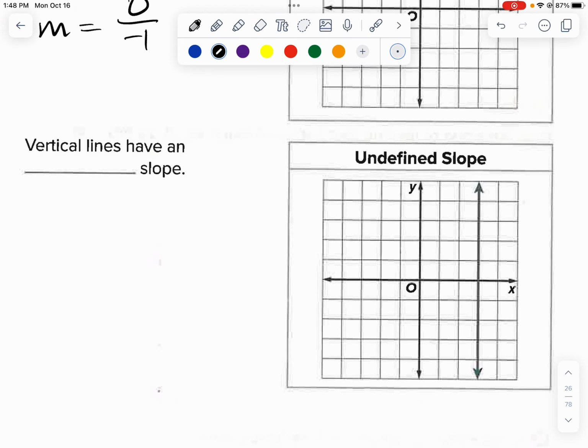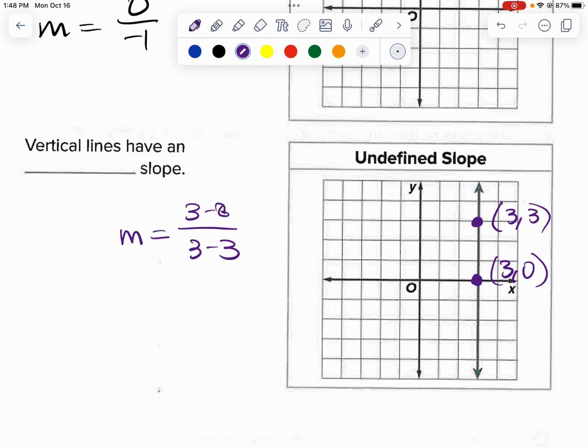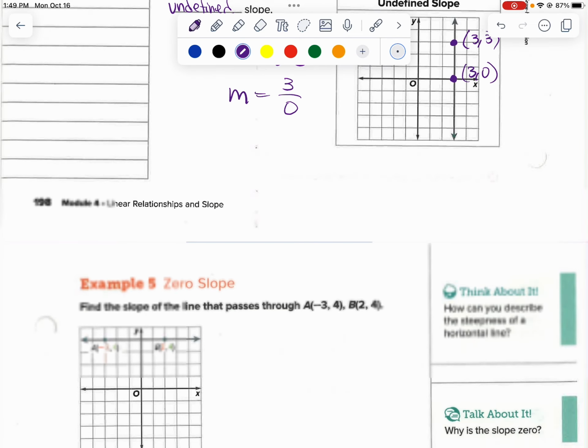Here, I'm going to pick 2 points. So this is the point 3, 3, and this is the point 3, 0. 3 minus 0 over 3 minus 3. 3 over 0. If you plug that into your calculator, you'll see that you get an error. This is an undefined slope. Undefined slope because you cannot divide by 0.